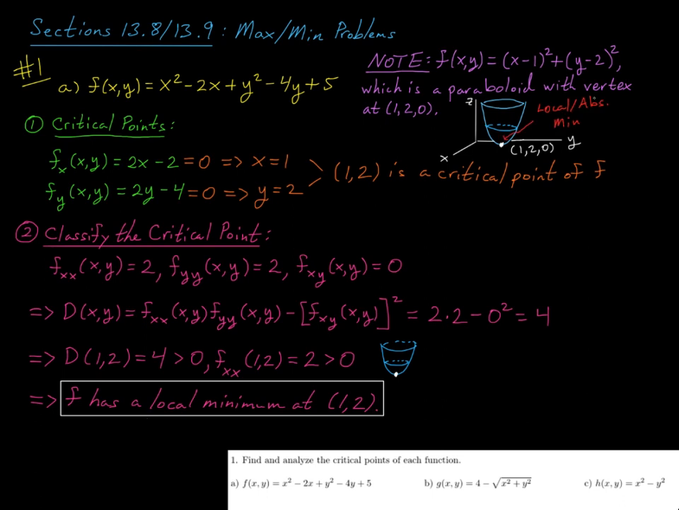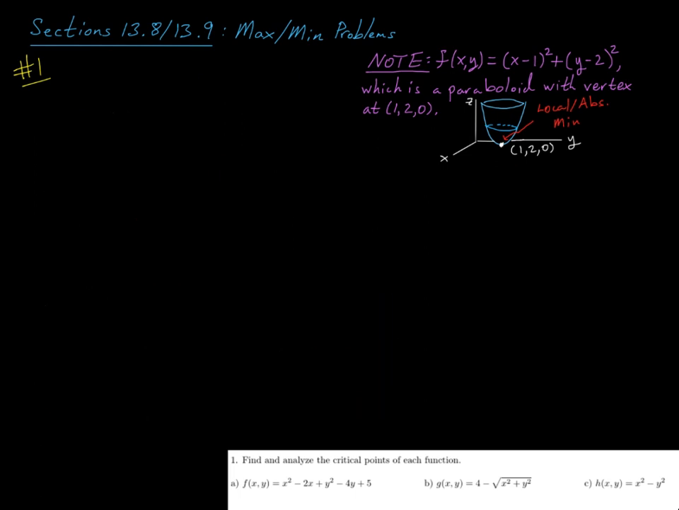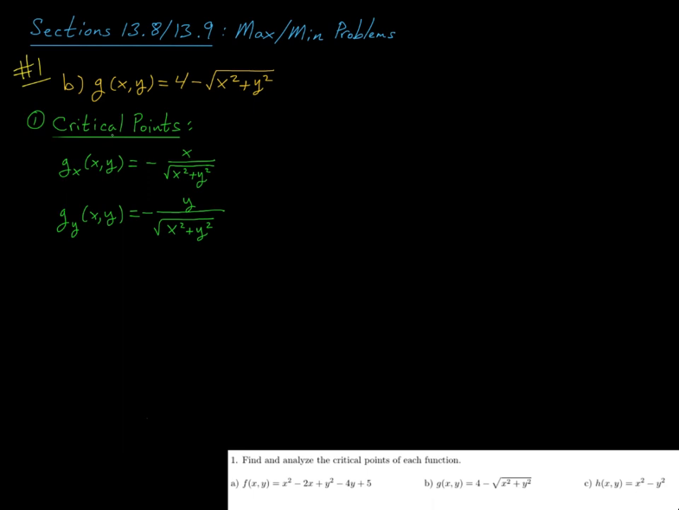In fact, this is a local and an absolute minimum. That's the point on our surface where the z-coordinate is as small as possible. All right, so that is part A. Let's check out part B. Okay, so here we have the function g(x,y) equals 4 minus the square root of x squared plus y squared. So again, we'll go ahead and identify the critical points.